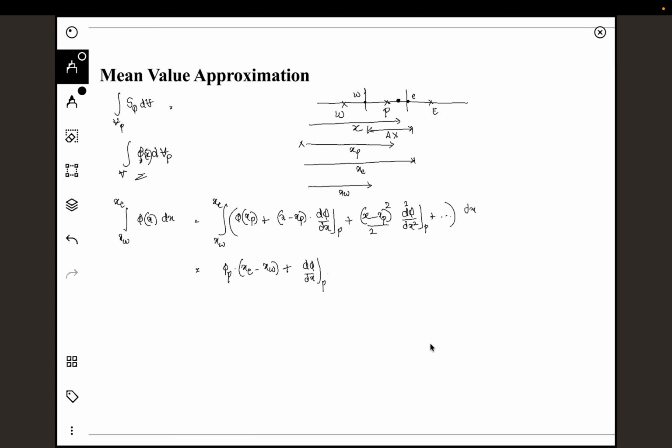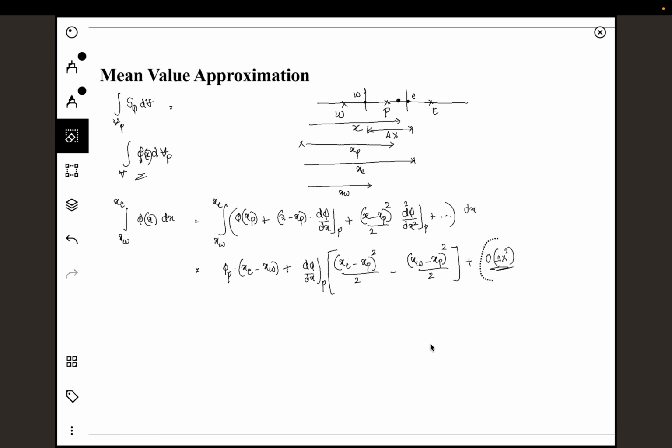And then I have (x minus xp) whole square by 2 if I substitute the limits, and then I have all the other terms. So here I'll have some cube by 3 times delta x. So this will be something of order delta x square. Leave this part for now. I'll just write something like this.